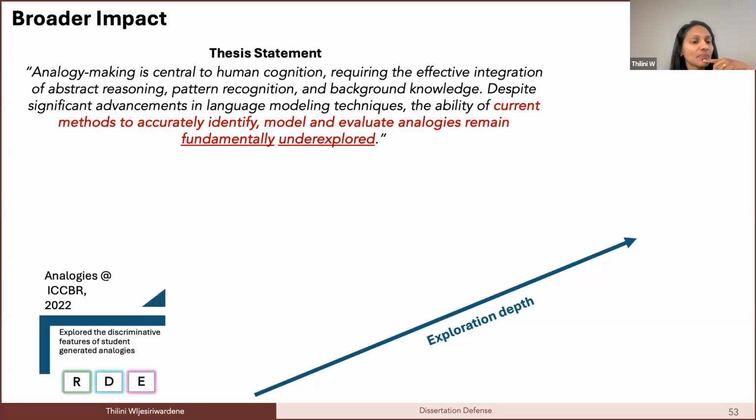So first, my work in ICCBR 2022, a workshop paper, we explored the discriminating features of student-generated analogies, right?